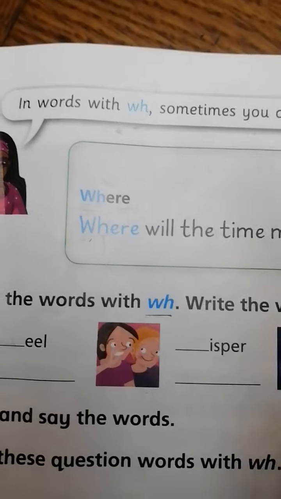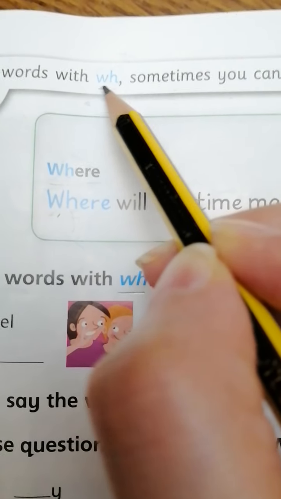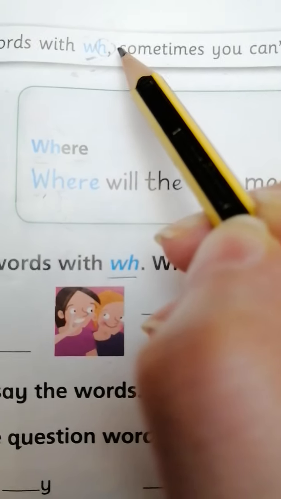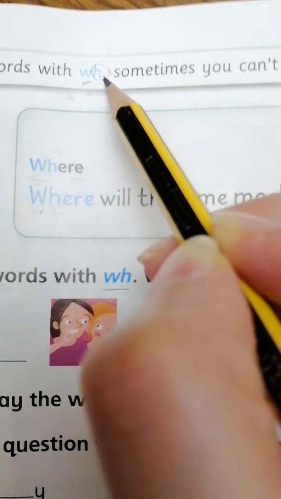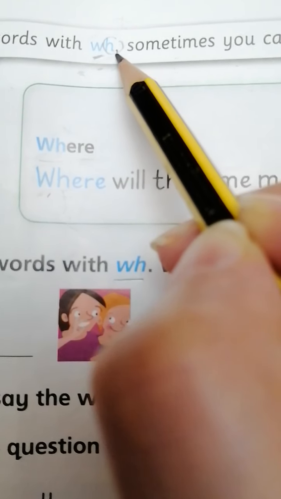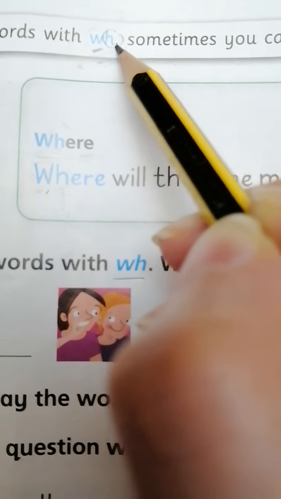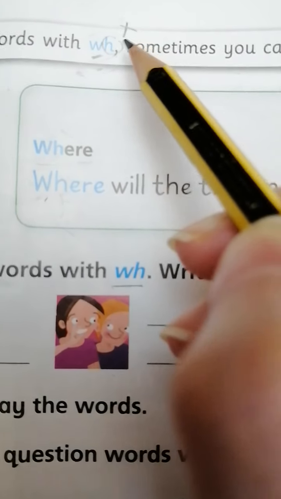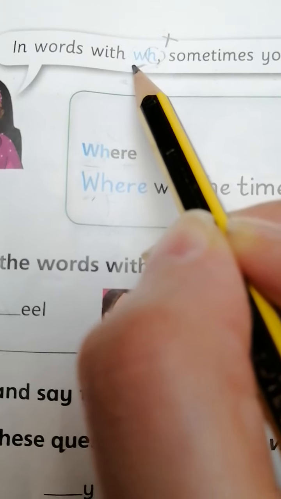In words with the letters W and H, we pronounce the letter W, but we don't pronounce the letter H. Sometimes you cannot hear the sound of the letter H. We hear the sound of the letter W.